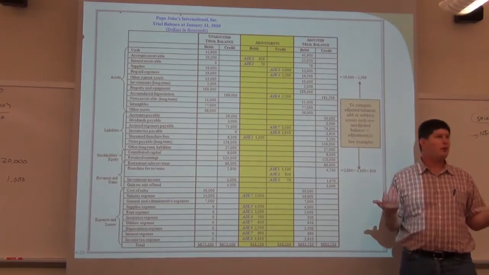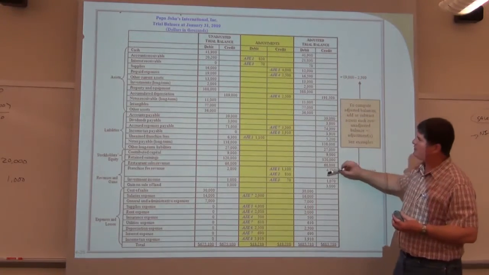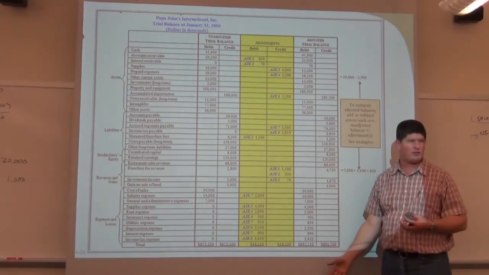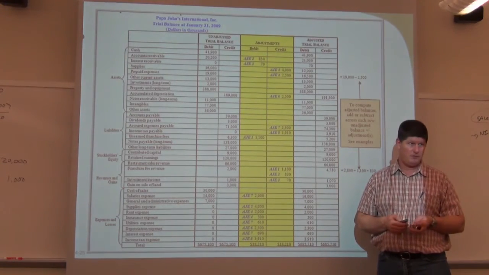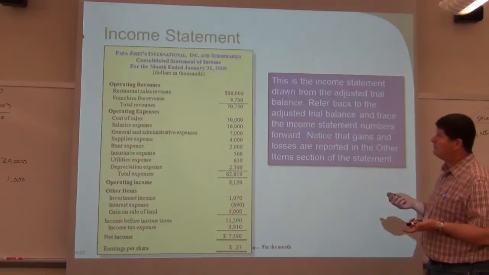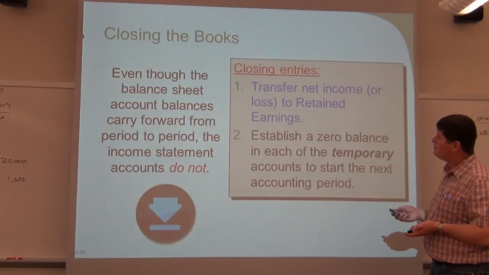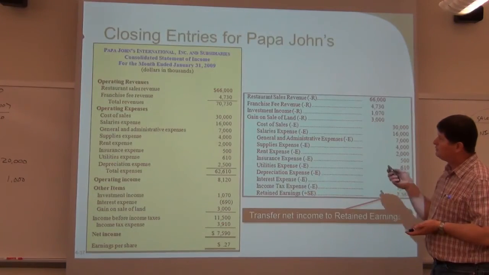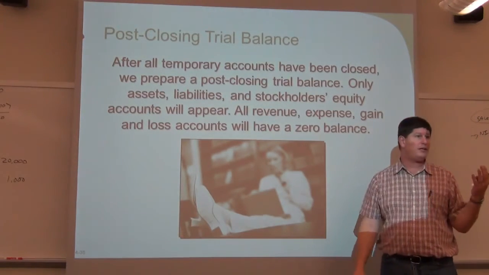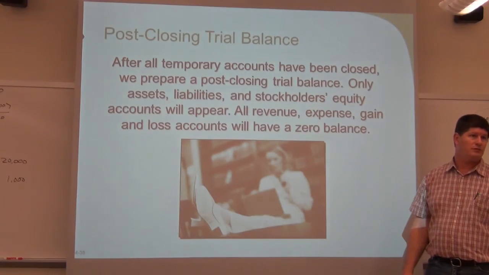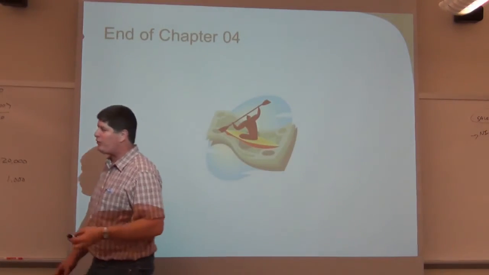So after you close these, you create what's called a post-closing trial balance to prove that you did it right and you're still in balance. And a post-closing trial balance only has assets, liabilities, and stockholders' equity on it. It doesn't even show revenues and expenses because they're all zero. Fair enough? Confusing as mud? Hey, just seeing if you're awake. Questions on this? Okay. Post-closing trial balance only has balance sheet accounts in it. Good? I think this is the last slide. All right, questions before we go.